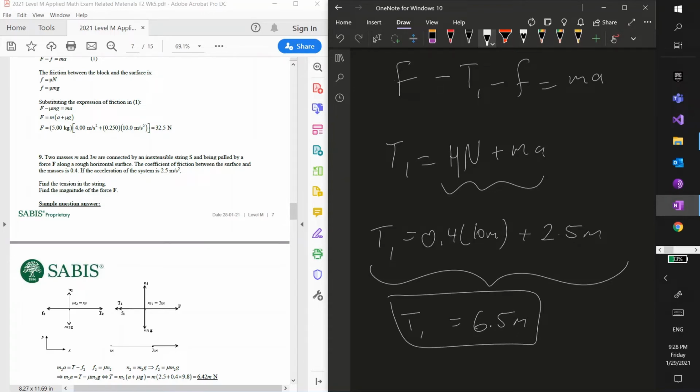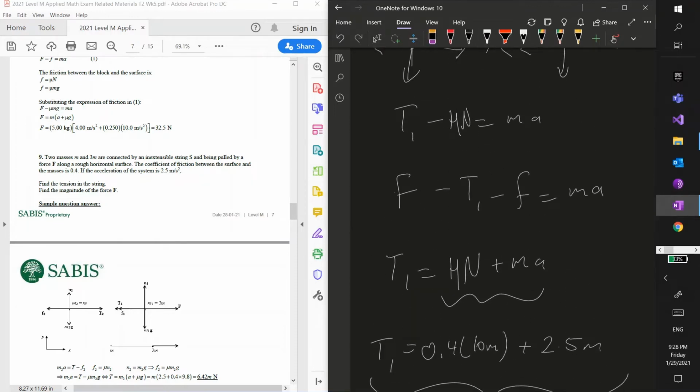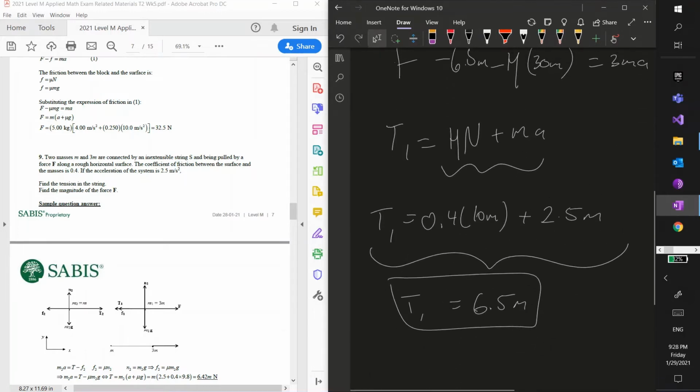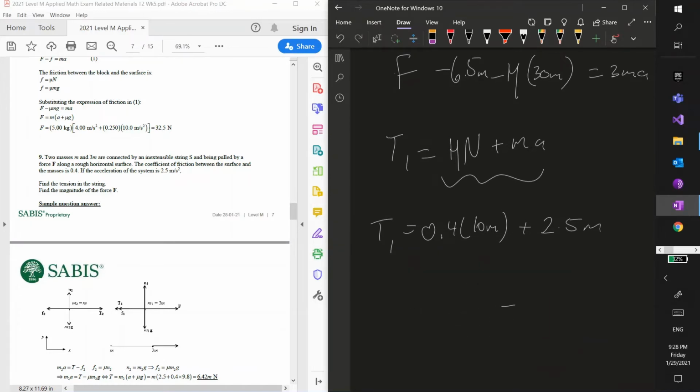Now, find the magnitude of the force F. So we found T1 to be 6.5m, and the friction of the second object is going to be mu n as well, but n of the second object is different. It has a different mass, right? Its mass is 3m, and since its mass is 3m and you multiply by g, you get 30m. And your mass here is 3m, you have acceleration a, right? So the tension is 6.5m, we already did that, so let's remove it. And now all we have to do is solve.